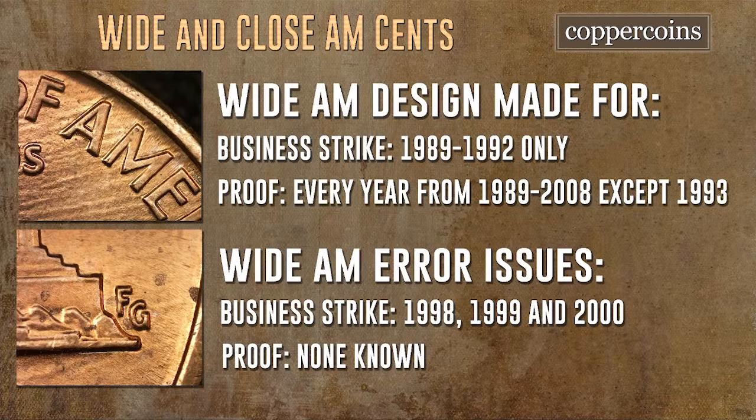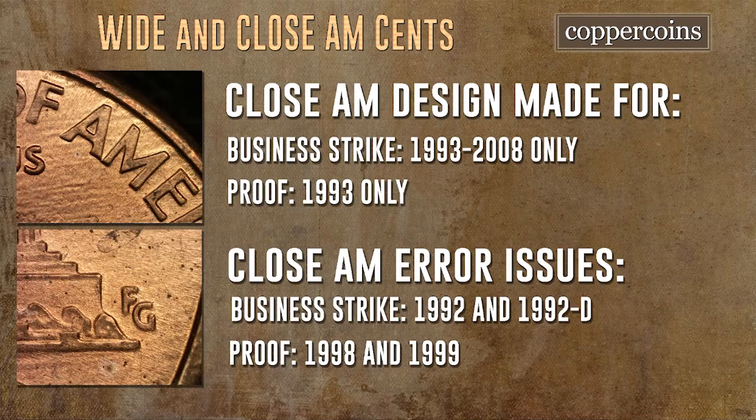Now, wide AM designs were made for Business Strike Lincoln cents from 1989 to 1992 only. And the Proof cents every year from 1989 through 2008 except 1993. 1993 has the close AM design. Now, the error issues for the wide AM are the 1998, 1999, and 2000 Philadelphia issues, and there aren't any known for proof. Now, for the close AM design, it was made for the Business Strike Lincoln cents of 1993 through the end of the Memorial Cent 2008, and on the proof, the close AMs were made for 1993 only.